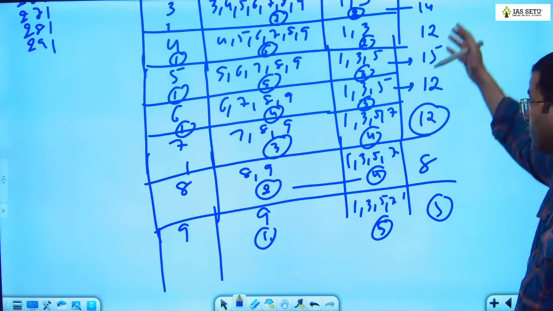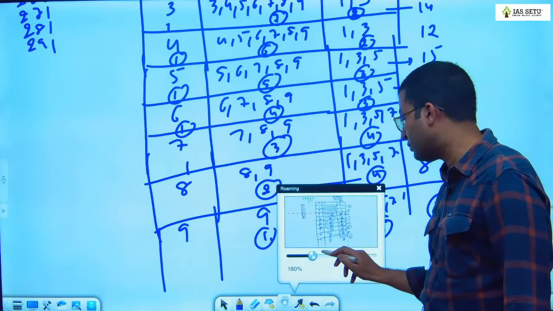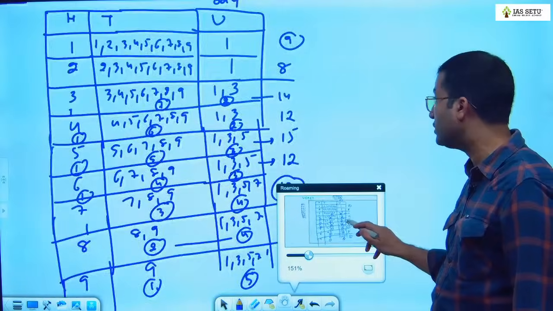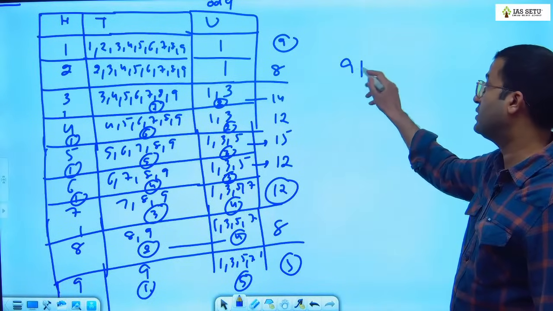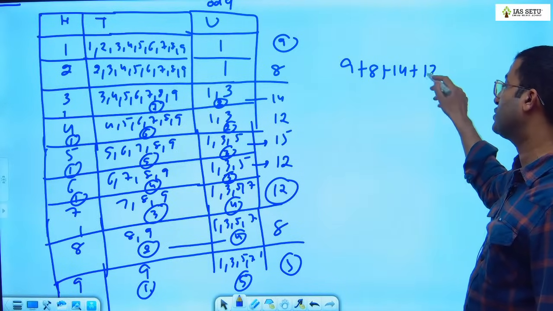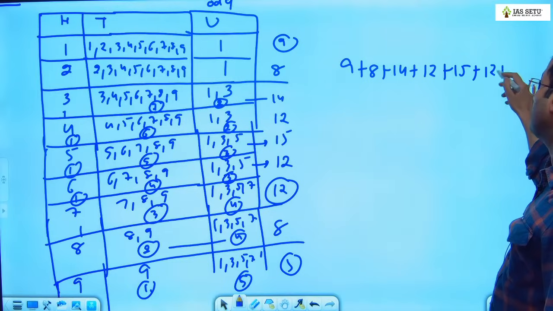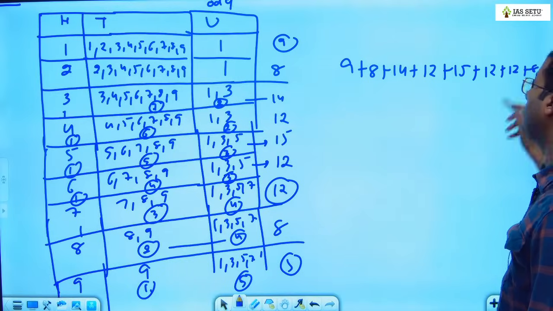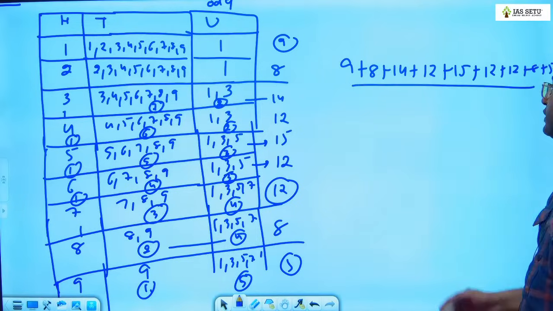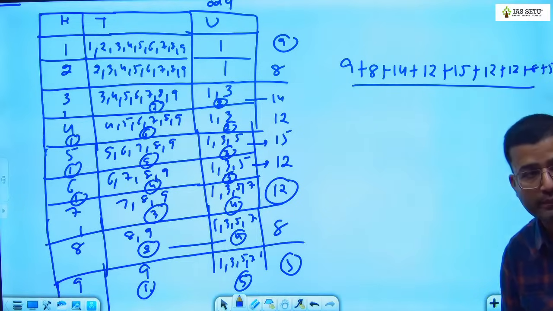You add. फिर इन सबको add करो. How many numbers are possible which satisfy your difficult question? 9 plus 8 plus 14 plus 12 plus 15 plus 12 plus 12 plus 8 plus 5. ठीक है, you take this total. Okay.